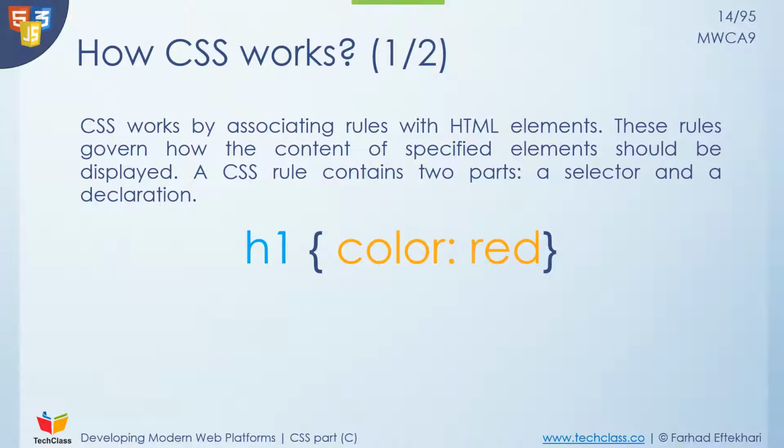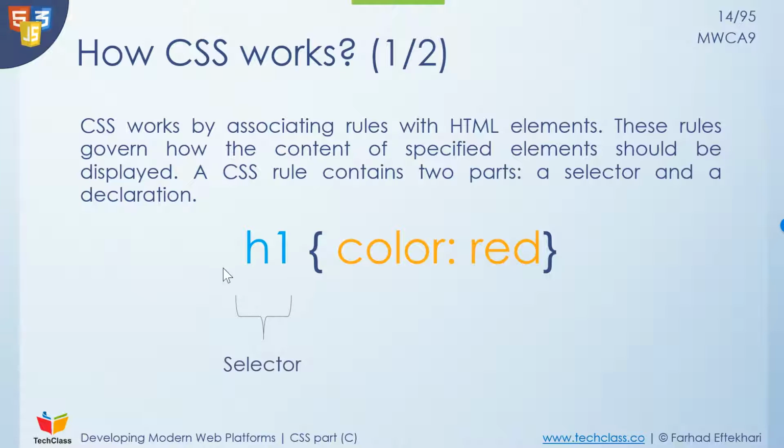Now let's see how CSS works. CSS works by associating rules with HTML elements. These rules govern how the content of a specified element should be displayed. A CSS rule contains two parts, a selector and a declaration. Here you can see this H1 CSS rule.